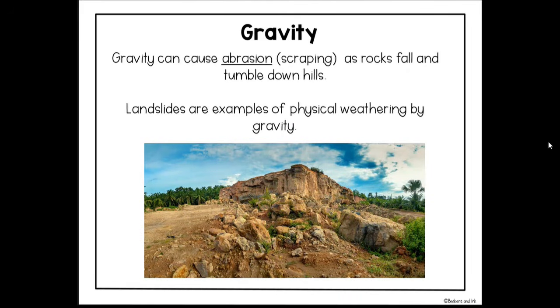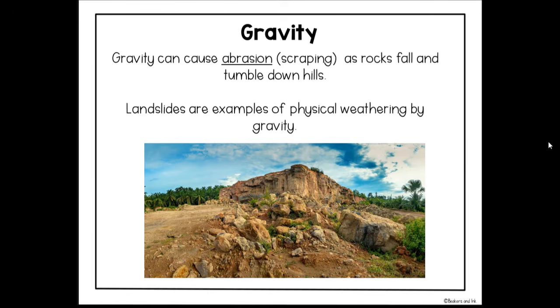Gravity is another type of physical weathering. Gravity can cause abrasion or scraping as the rocks fall and tumble down the hills. A landslide is an example of physical weathering by gravity.